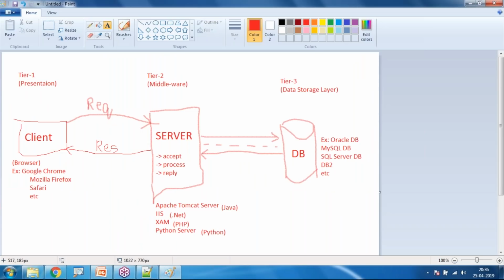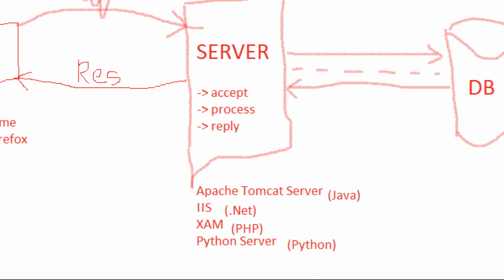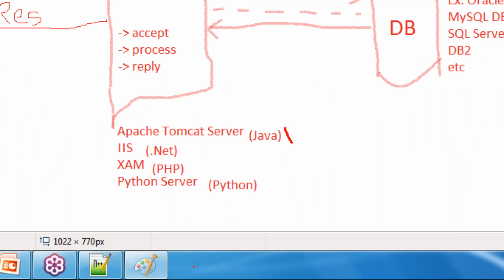Right. So now the server. On the server, we use these server-side technologies. One, Java. Two, .NET. Three, PHP. Four, Python. If you are using Java technologies, we go for the Tomcat server. If you are using .NET technology, we'll be going for Internet Information Server, for PHP, XAMPP, and for Python, the Django server.